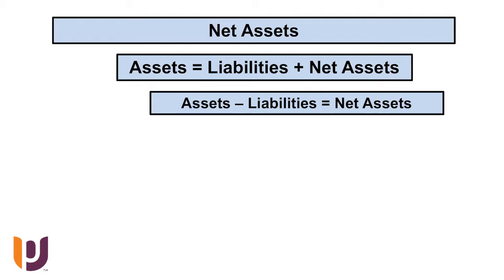Effective for fiscal years beginning after December 15th, 2017, the FASB has issued new rules to simplify the treatment of net assets in the nonprofit financial statements. Net assets will now be classified as net assets with donor restrictions and net assets without donor restrictions. Previously, 3 net asset classifications were used: unrestricted, temporarily restricted, and permanently restricted.